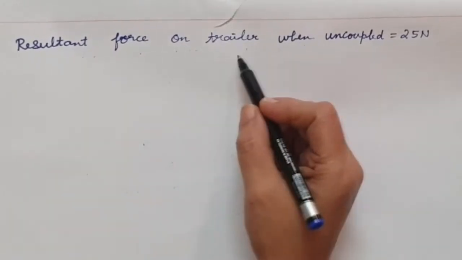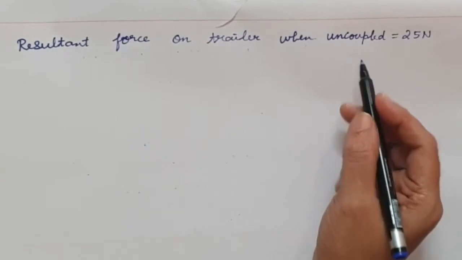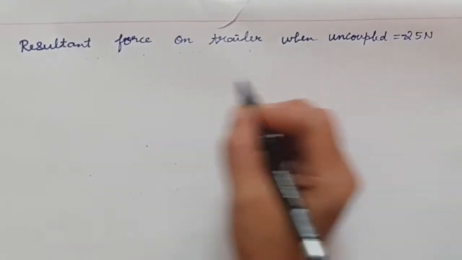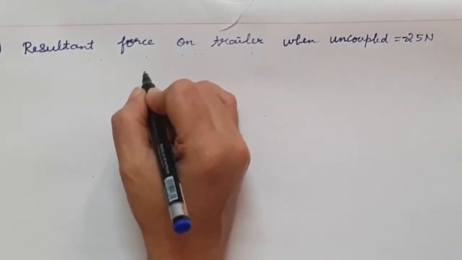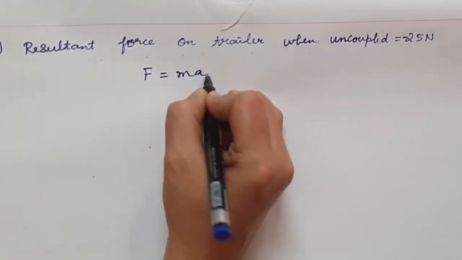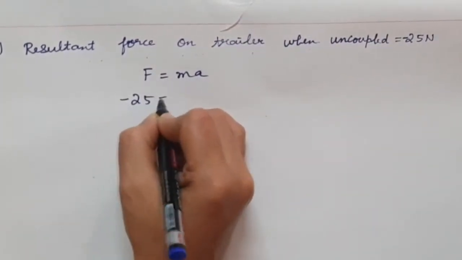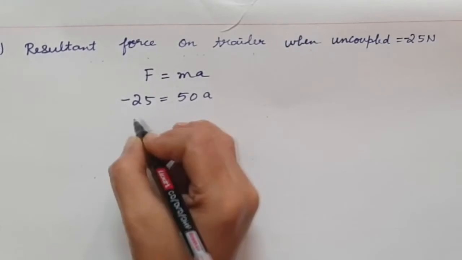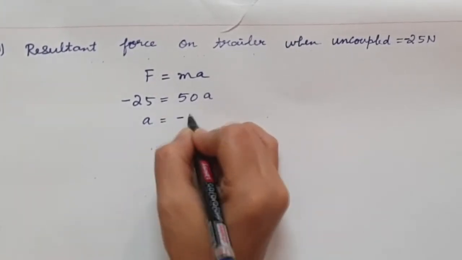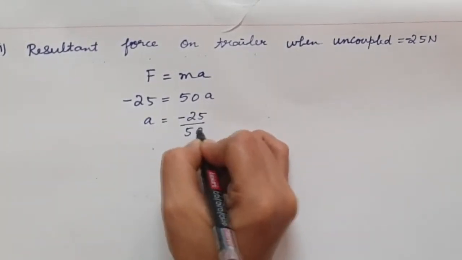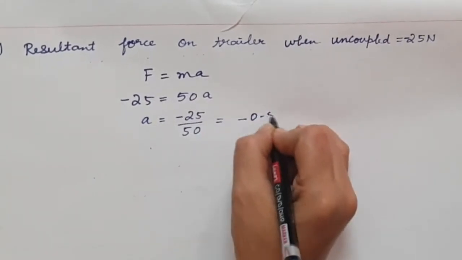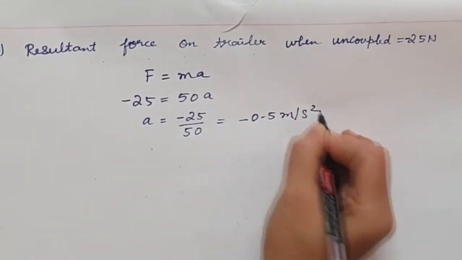The resultant force on the trailer when uncoupled is equal to minus 25 Newton. So now F equal to MA. Again, when we use that, minus 25 will be equal to 50A. So A will be equal to minus 25 over 50. That will be equal to minus 0.5 meter per second squared.